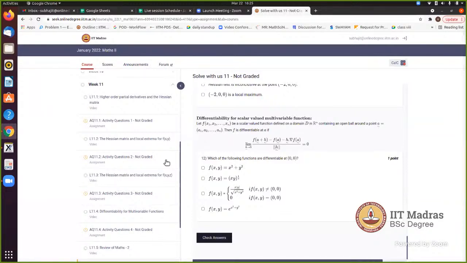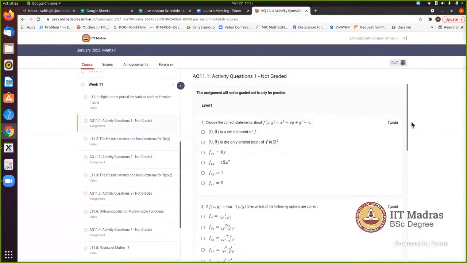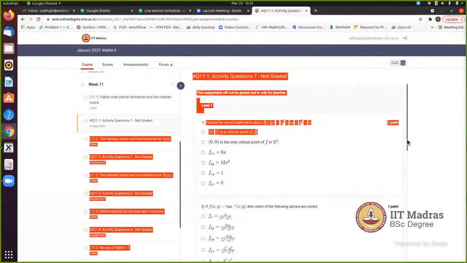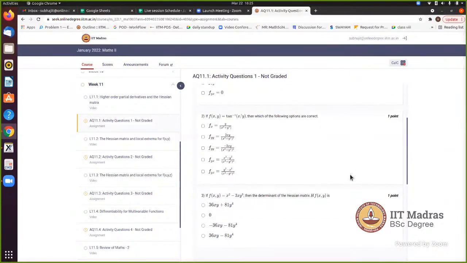Sir, I have doubt in that 11.1 question 2. Okay. So let me see what that is. So this is the function is given and you have to calculate the partial derivative, right? So this expression of tan inverse x by y. So I couldn't get this expression with respect to x. I mean partial derivative with respect to x.